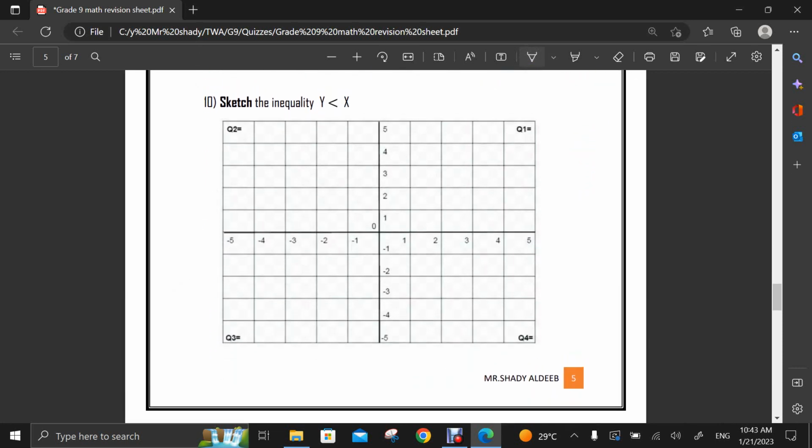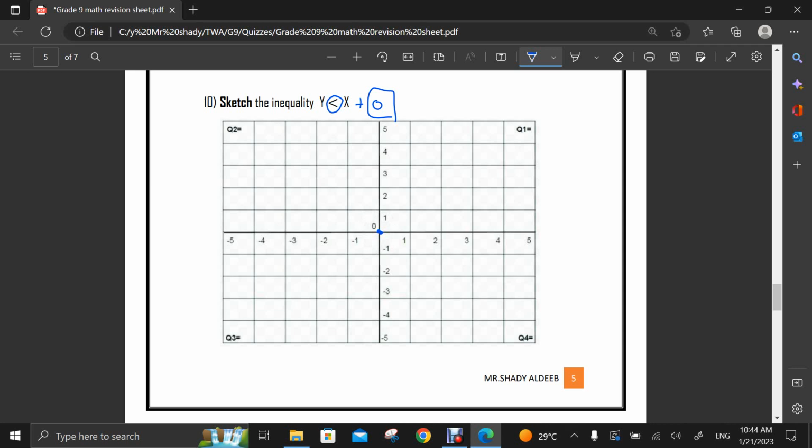Y is smaller than x. Okay, so here I have y smaller than x. It is not smaller than or equal. It's only smaller. So my line will be a dashed line in this case. Okay, so where is the intercept on the y-axis? As I said before, it's x plus 0. So the intercept on the y-axis is 0. So I'm going to make a point here at 0 of the y-axis.